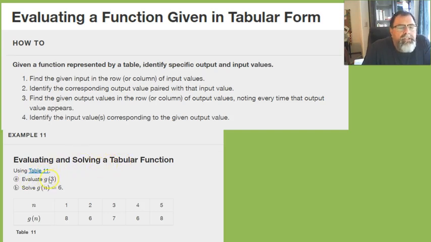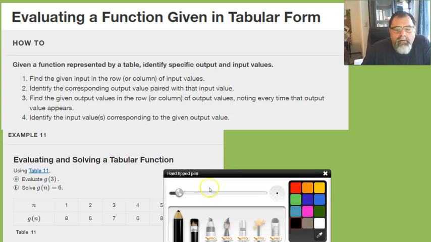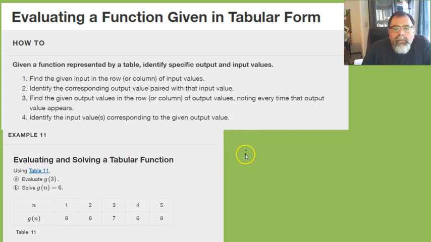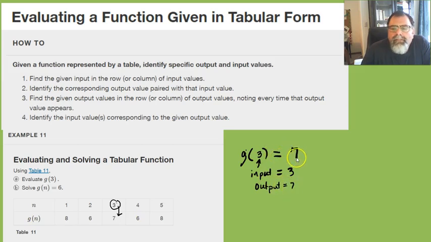So evaluating and solving a tabular function. So evaluate g of 3. Remember, the input value is inside that parenthesis. This is our input, and we want to know what outputs with 3. If we're looking at our table, the input's the top row. So here's 3. That number is g of 3, which is 7. So the output is 7. So g of 3 is equal to 7. And that's it for A.